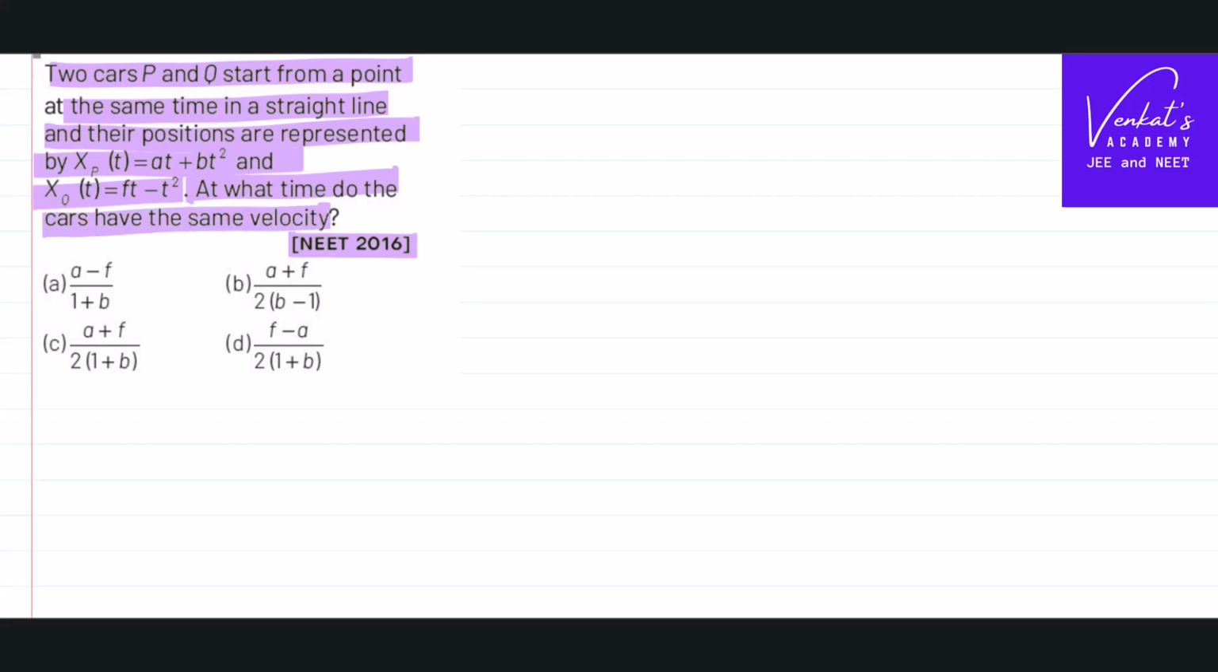So the first thing that we need to understand is he has given displacement and he wants velocity, right? So let's find velocity. Let's see what is given. Displacement of the first one is at plus bt square, where a and b are constants and t is the time. So velocity of that first one is the rate of change of displacement.